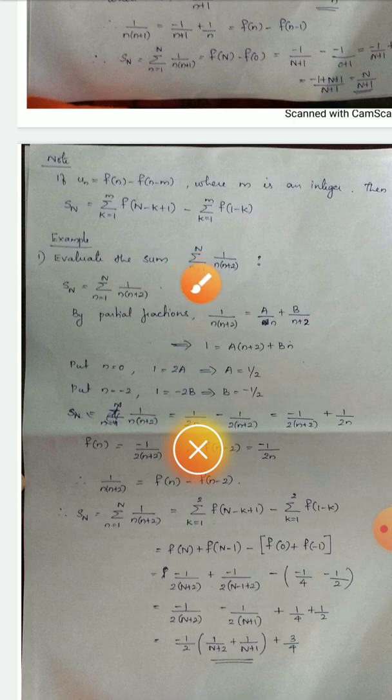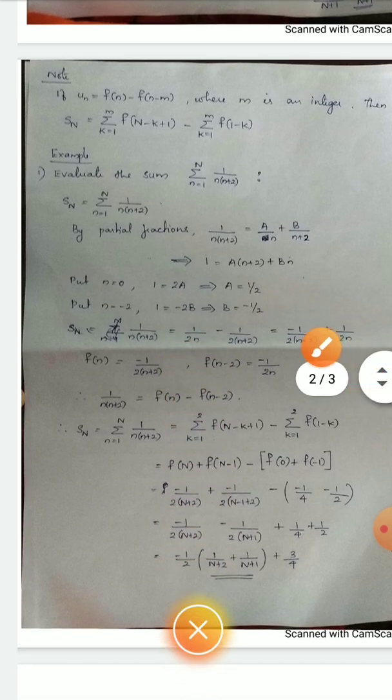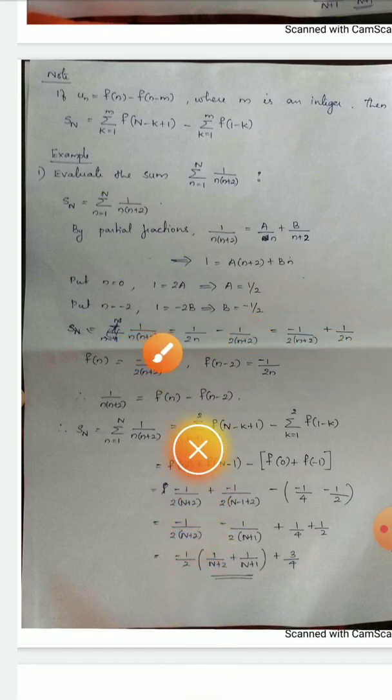Evaluate the sum sigma n is equal to 1 to capital N, 1 by n into n plus 2. So by partial fractions, 1 by n into n plus 2 is a by n plus b by n plus 2, and multiplying this equation with n into n plus 2, that becomes 1 is equal to a into n plus 2 plus b into n. When n is equal to 0, we get a as 1 by 2. When putting n is equal to minus 2, we get b as minus 1 by 2. Then 1 by n into n plus 2 can be written as 1 by 2n minus 1 by 2 into n plus 2. So the greater term here is 2 into n plus 2. So we rewrite it as minus 1 by 2 into n plus 2 plus 1 by 2n, and put f of n as minus 1 by 2 into n plus 2.